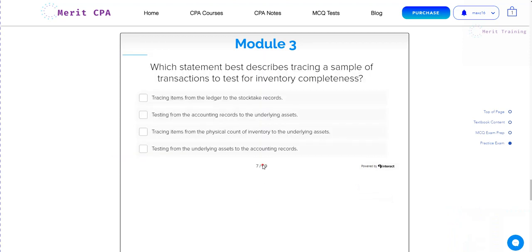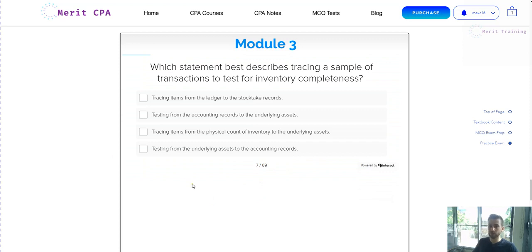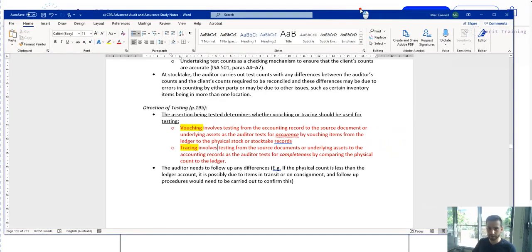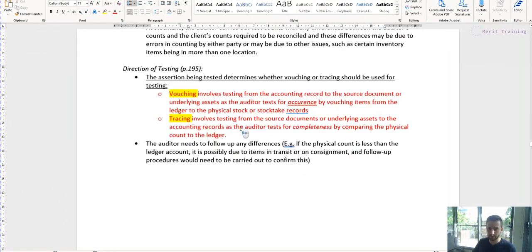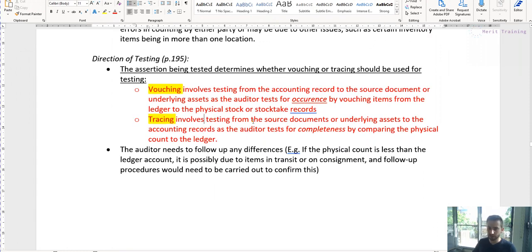All right, next question. Which statement best describes tracing a sample of transactions to test for inventory completeness? So what I would do first is just confirm what the definition of tracing is, and that's a fairly simple task to do. We're just going to do a Control F in our notes and look up tracing, and confirm what the definition is. So here it is over here. It should be the first result when you type in tracing. Basically, tracing involves testing from the source documents or underlying assets to the accounting records, as the auditor tests for completeness by comparing the physical count to the ledger.